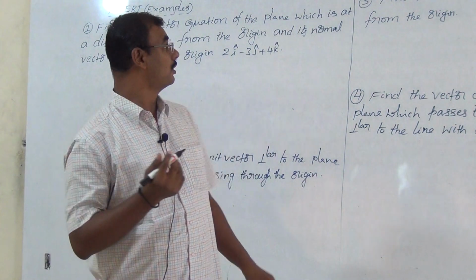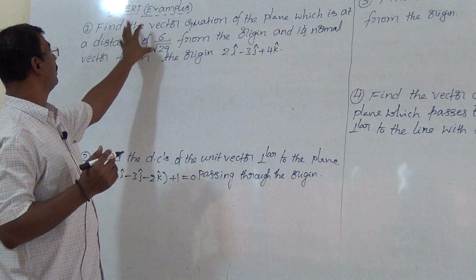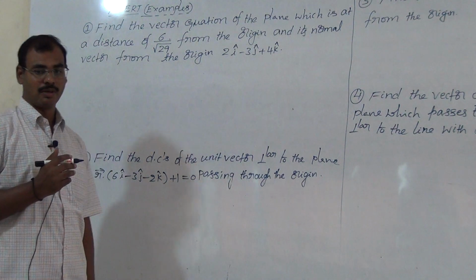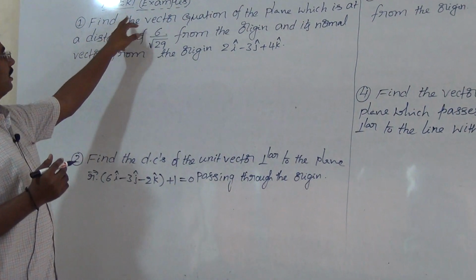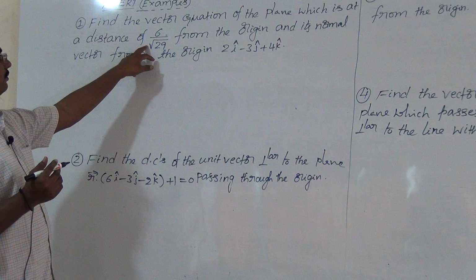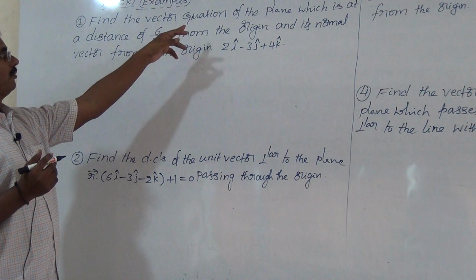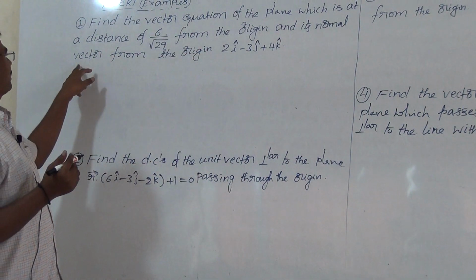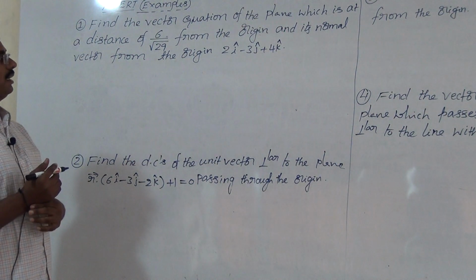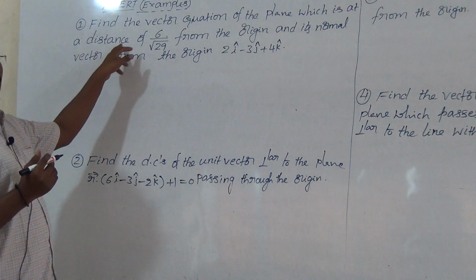Today I am going to talk about NCERT example problems in three-dimensional planes. The first question, note down all of you. Find the vector equation of the plane which is at a distance of 6 by square root of 29 from the origin and its normal vector from the origin is 2i minus 3j plus 4k. So what is the vector equation of the plane in the normal form?